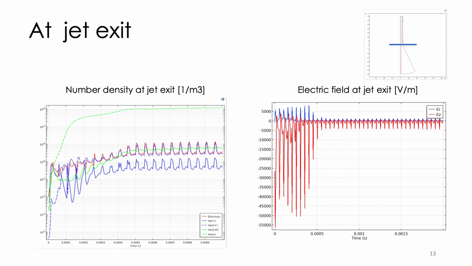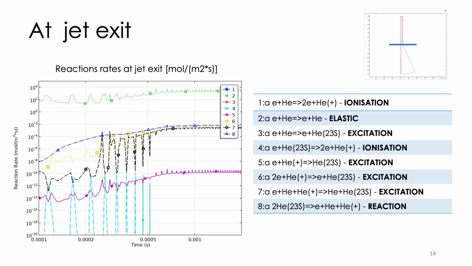Some results now of the number density and electric field components taken at the jet exit. Note the separate R and Z fields. They diminish the further away from the tube exit. As expected, the helium excimer has the highest density due to its longer lifetime. And here is the reaction rate at the tube exit for reaction sets of ground state helium, helium ion, and metastable 2³S.